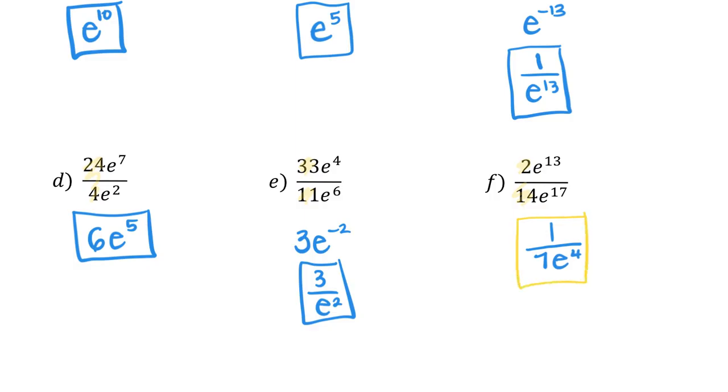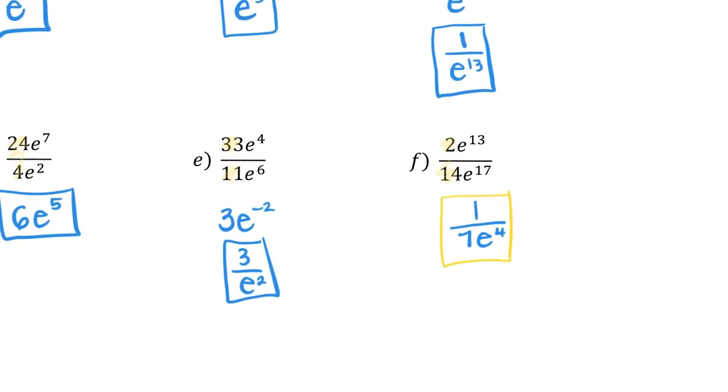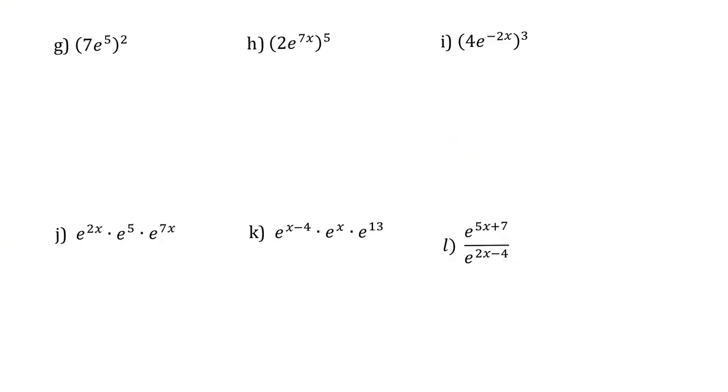The other way you could do this is you can say, let me simplify the 2 over 14. I'm going to divide them both by 2. So that goes down to 1/7. 13 minus 17 is -4. And then once I get this, I know the e to the -4 goes to the bottom, and then I end up with this answer down here. So you can skip to this step, or you could do this step. It's going to be up to you how you want to do it.